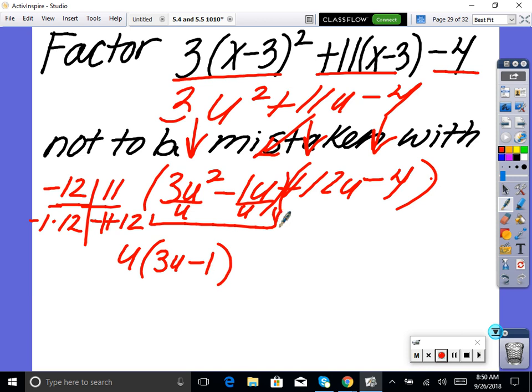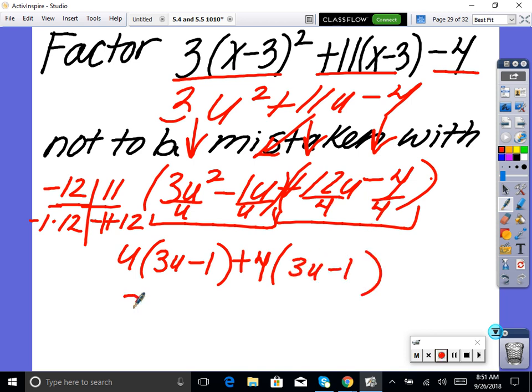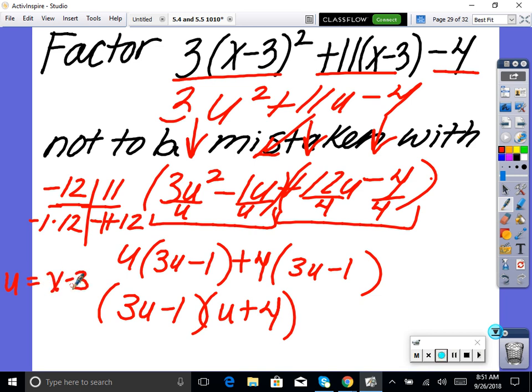Pull out a positive 4. Then divide by 4, divide by 4. Left is 3U minus 1. So pull out 3U minus 1. And left is U plus 4. I erased it, but we had U is equal to X minus 3. So now we need to replace that. With this one, we will have to be a little more careful than the other one.